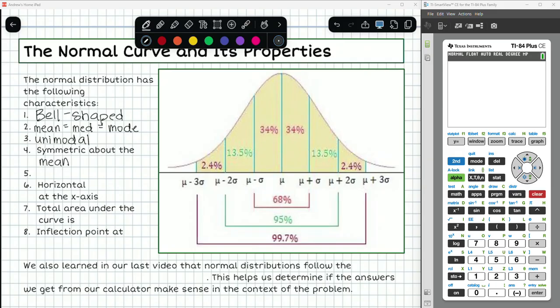The curve is also continuous. So we are looking at continuous data when we're looking at normally distributed data. Remember, continuous data usually comes from something being measured, and it's data that can take on decimal values or fractions, any number between a minimum and a maximum.